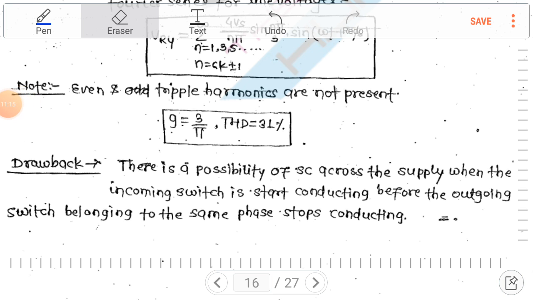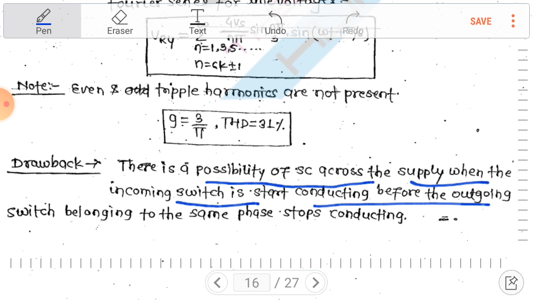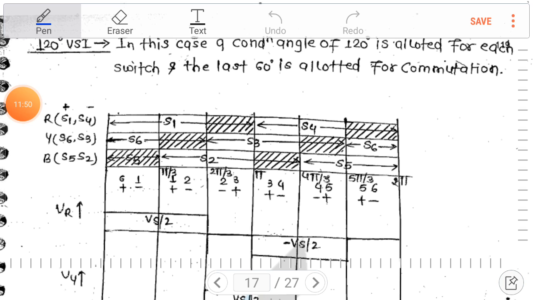There is a drawback in 180-degree mode: there is a possibility of short circuit across the supply when the incoming switch starts conducting before the outgoing switch belonging to the same phase stops conducting. It means between the switch on and switch off process there should be a time gap. If there is no time gap, then there is a possibility of short circuit across the supply. So this drawback is overcome in 120-degree VSI mode.